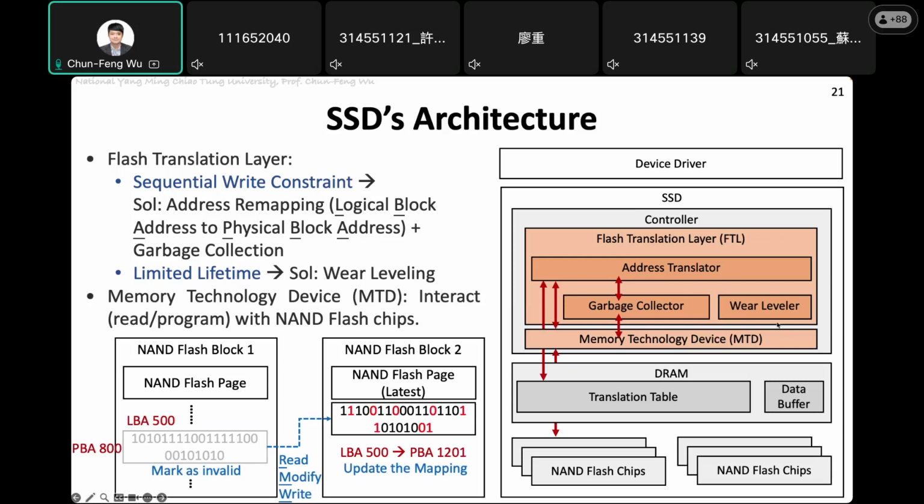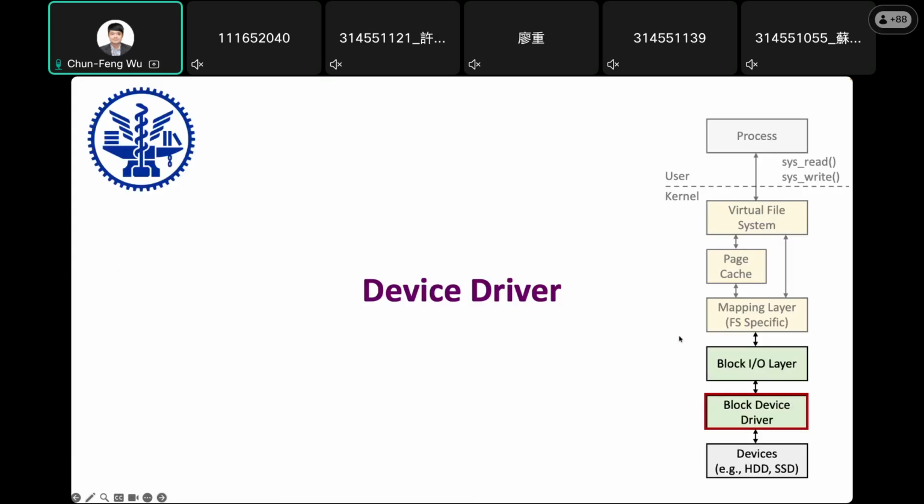Okay, actually, we don't have time to go into details about garbage collection and wear leveling. So if you're interested, we have another course to talk about the algorithms and data structures for each of these components. Okay, so that is for the SSD part. So we finished the device. We talked about the hard disk drive and SSD.